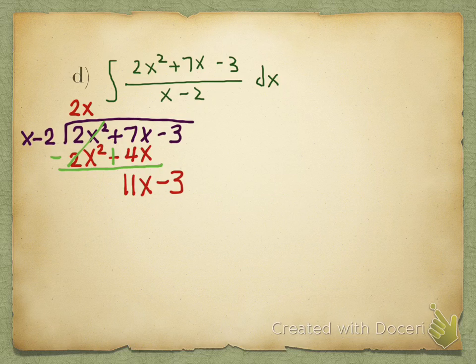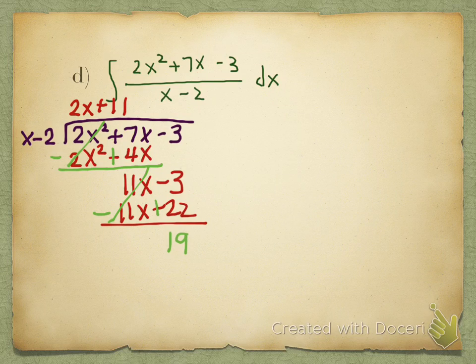And I'm going to ask myself the same thing I did just a moment ago. What do I have to multiply x by to get, in this case, 11x? And the answer will be 11. So I'm going to put plus 11 up here. And I'm going to multiply. 11 times x is 11x. 11 times negative 2 is negative 22. And then just again, like I did a moment ago, I'm going to change my signs. I need to subtract what I just came up with so that the 11x's will in fact go away. And what am I left with at the end?